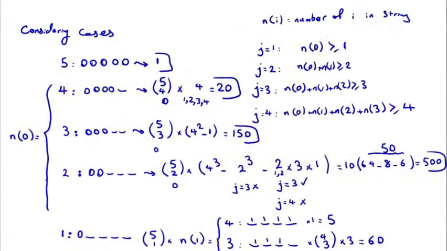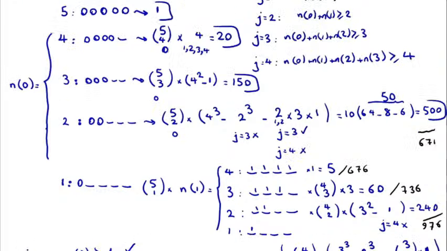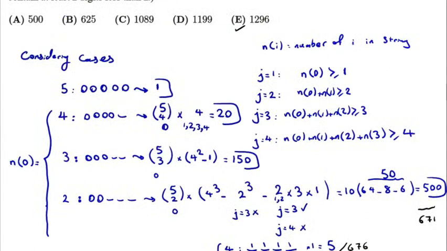Okay, now let's add up the numbers. 1 plus 20, 21, 171. 171 up to here, 671. 671 plus 1, 676. Then this one will be 6, 13, 736 up to here is 6, 437, 976 up to here will be 6, 7 plus 2, 9, 9 plus 3, 12. The answer is 1296. Okay, it was this.